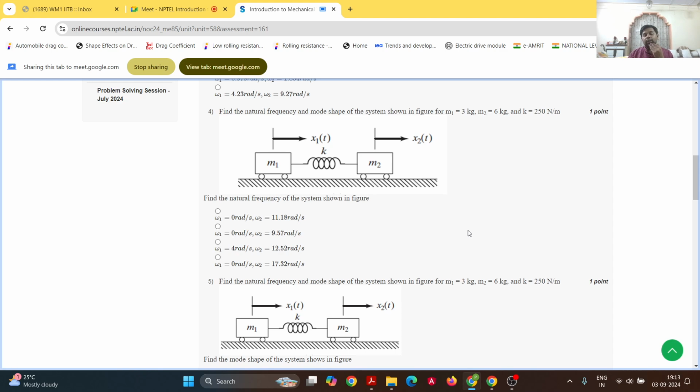You can assume a certain direction of the spring force based on the relative displacement, and then that direction should be consistent for both the masses. In the sense that if the spring is undergoing compression or tension, that should be consistent for both masses whenever you draw the free body diagram. That is one thing.